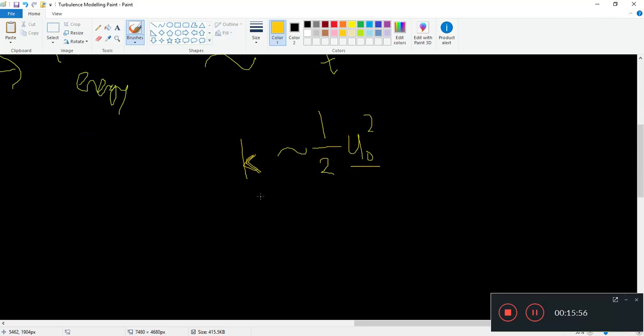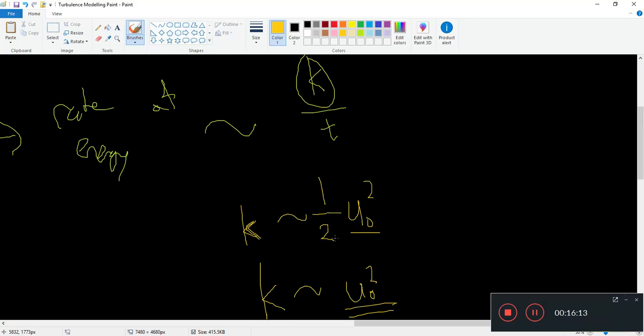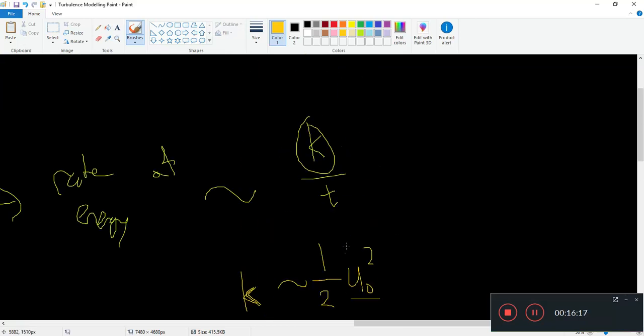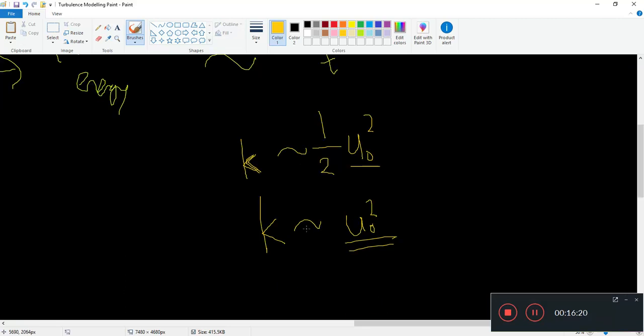Now, of course, I'm only interested in the scale here. This is just a scaling analysis to give you a rough estimate on the order of magnitude. So we usually write the kinetic energy as some sort of u naught squared. We take out the half because that's on the order of magnitude of 1 anyhow. So we just want the order of magnitude, u naught squared. So that's our kinetic energy scale.